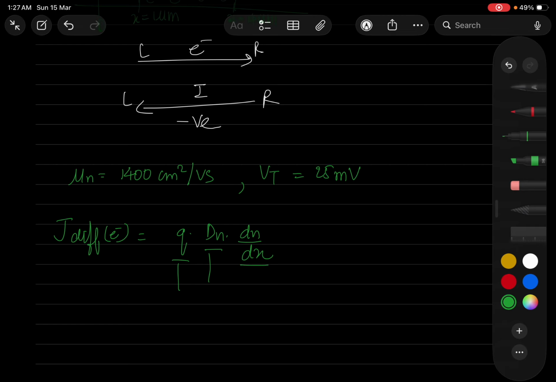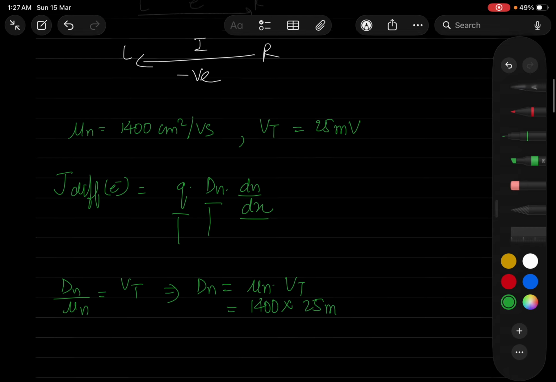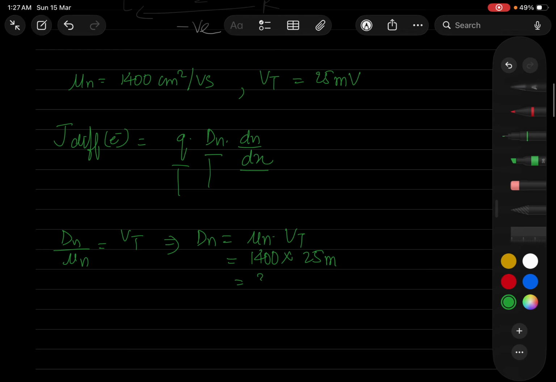Let's find the value of capital Dn first. By Einstein's relation we know Dn by mu n equals Vt. This gives Dn equals mu n times Vt, which equals 1400 into 25 millivolts. So this comes out to be 35 centimeter square per second. So we got the value of Dn.